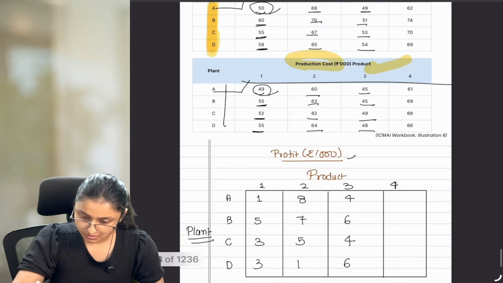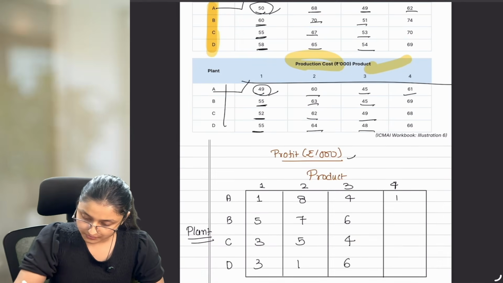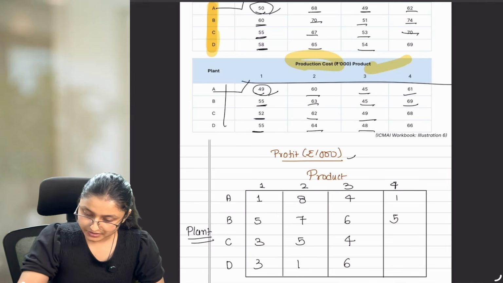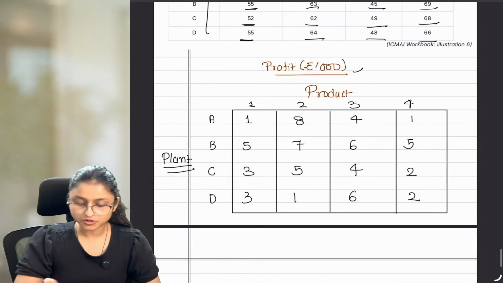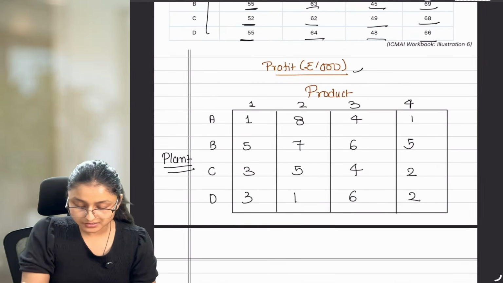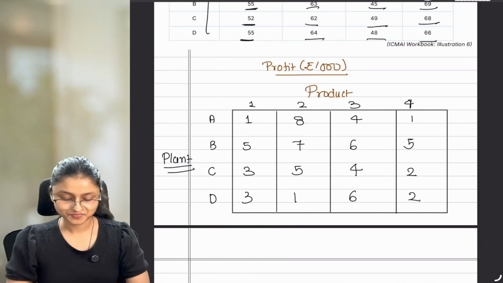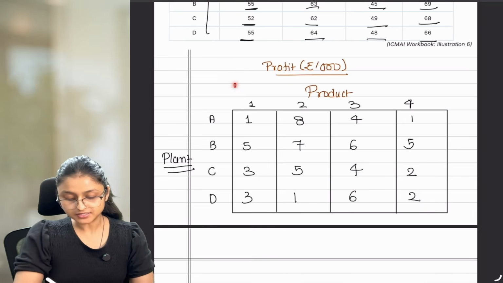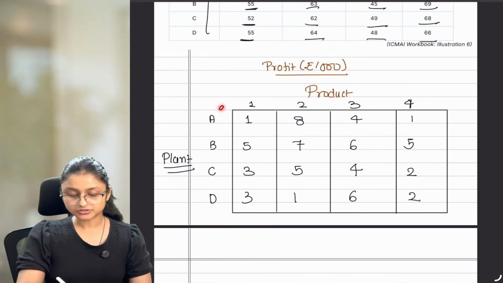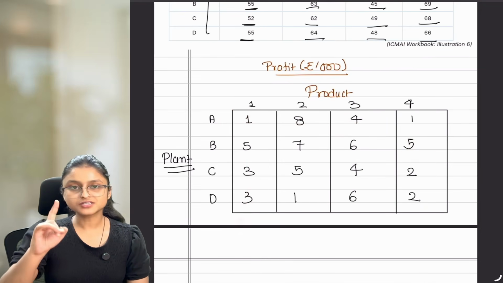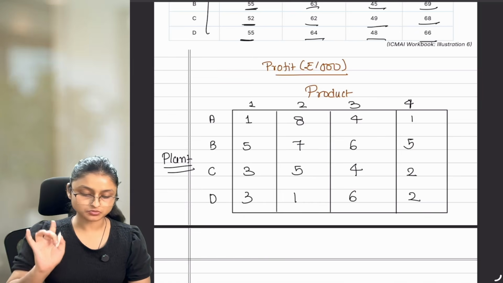Next, 62 minus 61 is 1. 74 minus 69 is 5. 70 minus 68 is 2. 69 minus 66 is 2. This is the table which we are getting for profits. Now, whenever a maximization question is there, what to do? We don't have any idea yet. First, see whether it is a balanced scenario or not. So, it is a balanced scenario. So, first step is checking the balance situation, which we already did.